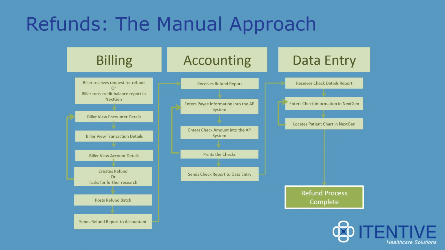So they're going through a manual process on that end as well to get that information into the accounting application. Once they get into the accounting application, then they have to print the checks and make sure the checks are printing out okay. On the back end, some organizations enter that refund check information back into NextGen. Other organizations don't do that, but they'll enter in the check number, the check date, and the check amount back into the NextGen patient account.